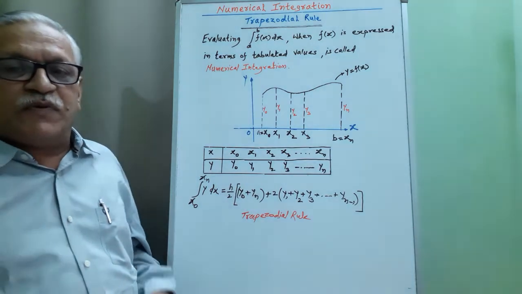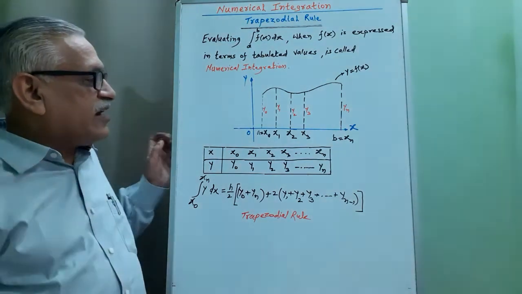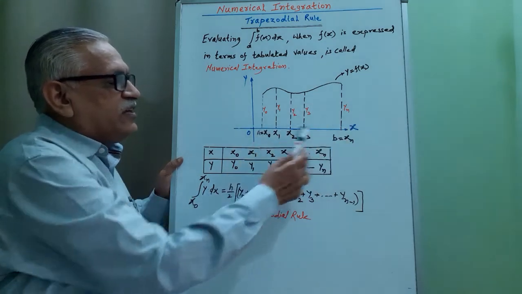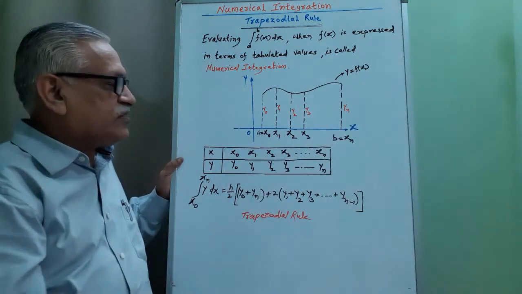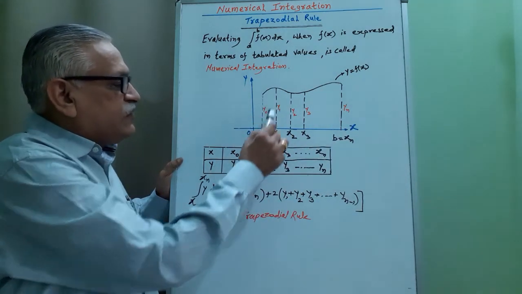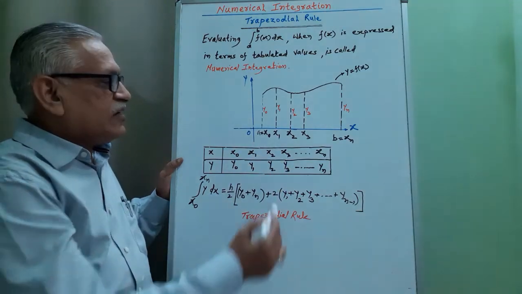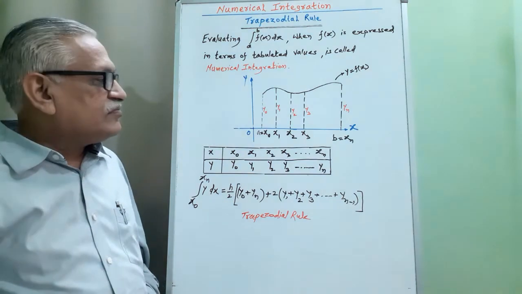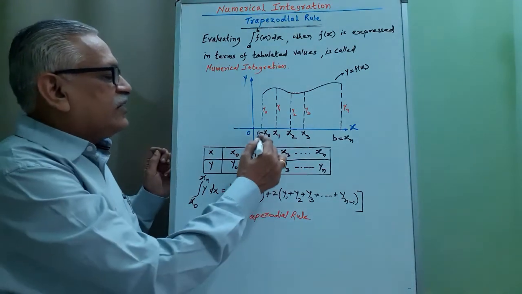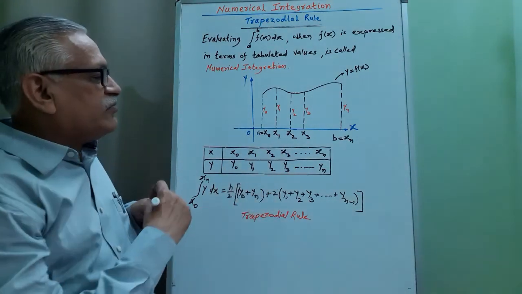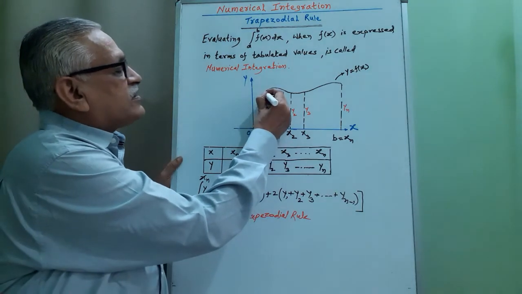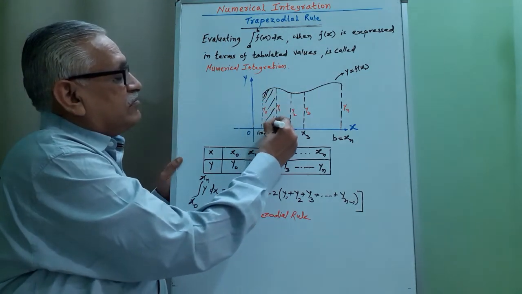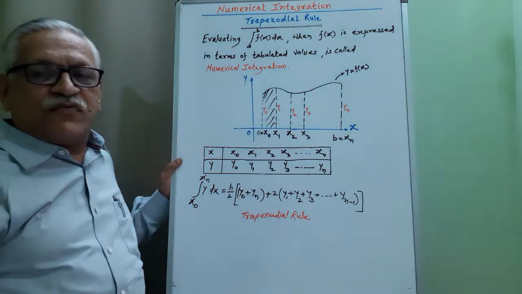Then, to explain that trapezoidal rule, I already stated that we have to divide this interval into n number of equal intervals. Therefore, we have the first step between x0 to x1. We try to find the area under that curve between x0 to x1. That is nothing but the area of this first trapezium.